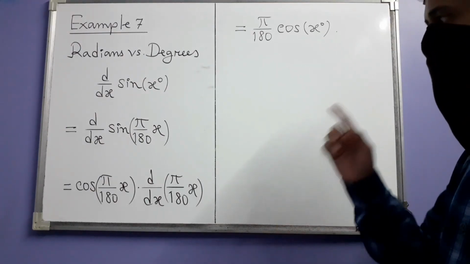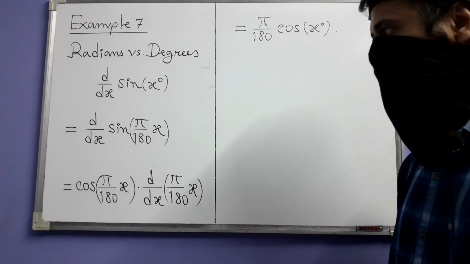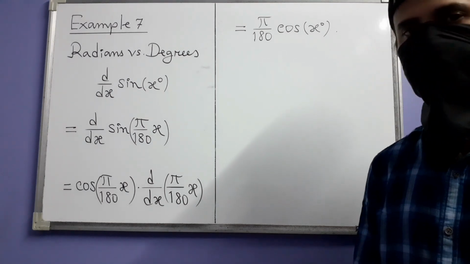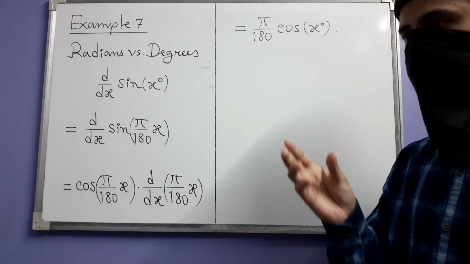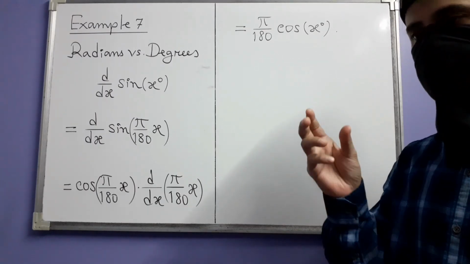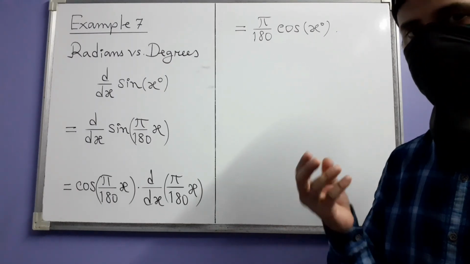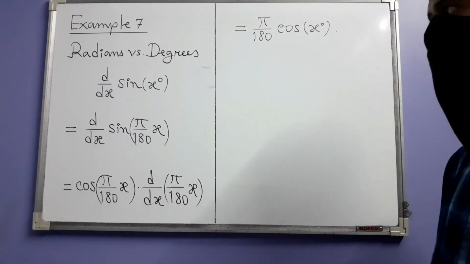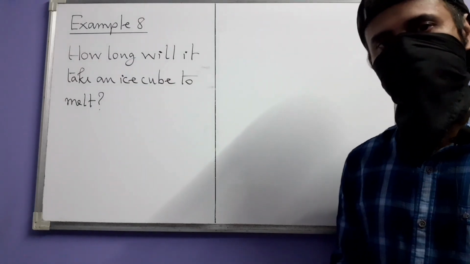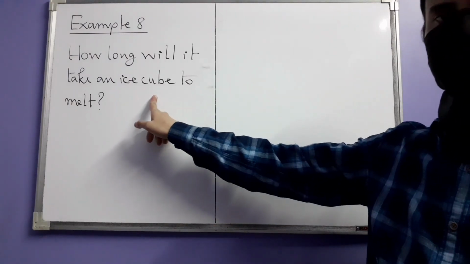And finally there is one more example, example 8, where we are going to see how we can use the chain rule for differentiation to model an ice cube which is melting. We want to know how long it will take for the cube to melt completely, to disappear. And the example is just that question: how long will it take an ice cube to melt?